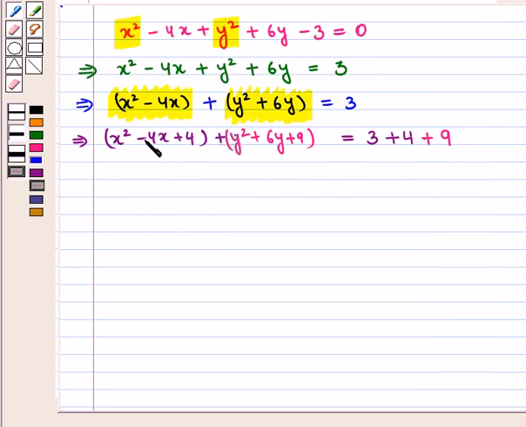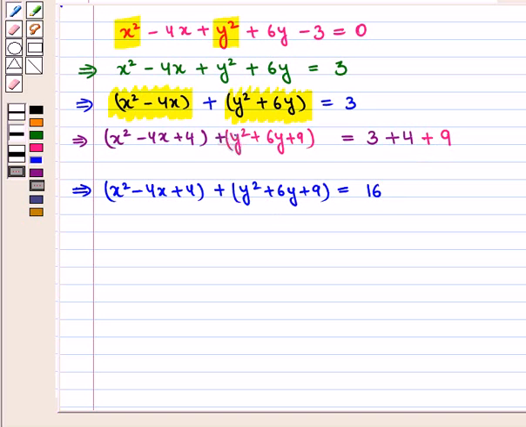So we get x square minus 4x plus 4 the whole plus y square plus 6y plus 9 the whole is equal to 3 plus 4 plus 9, which implies that x square minus 4x plus 4 the whole plus y square plus 6y plus 9 the whole is equal to 3 plus 4, that is 7, 7 plus 9 is 16.